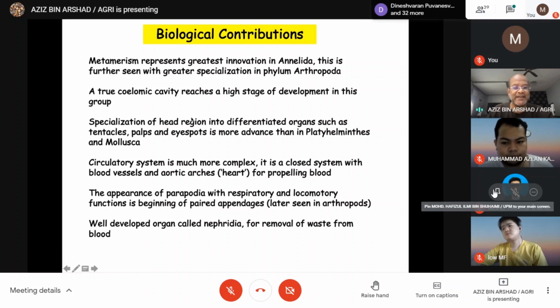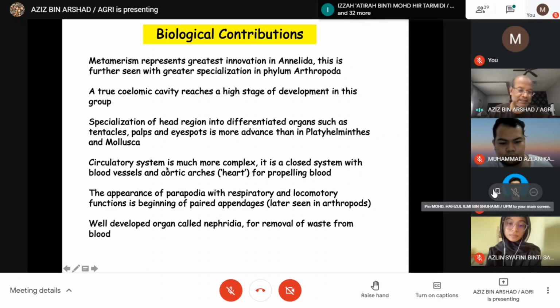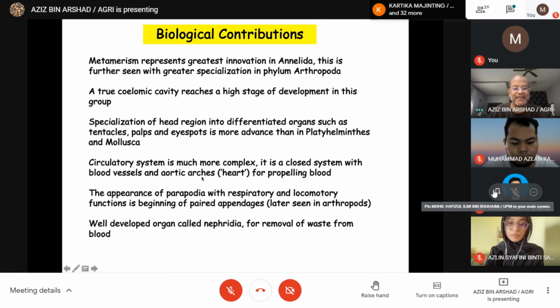The differentiation of the head, the anterior region, with appendages like tentacles, palps, and eye spots, is more advanced than what you see in platyhelminths and also in Mollusca. The circulatory system is more complex. The circulatory system is for the flow of blood into different parts of the body. It is a closed system with blood vessels and a heart for propelling the blood. So it becomes more and more advanced as you move into higher phyla.